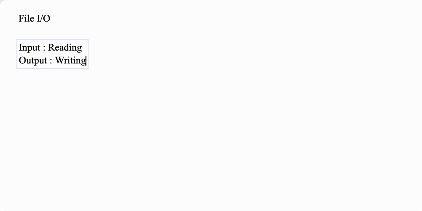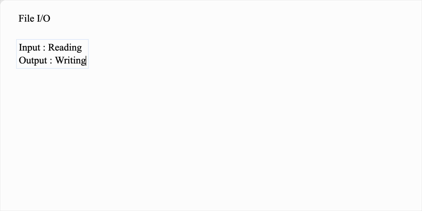Imagine a file as a digital notebook. If you want to use the information in the notebook, you need to open it, read it and close it. Similarly, if you want to add notes to the notebook, you must open it, write on it and close it. So this is file input and output.